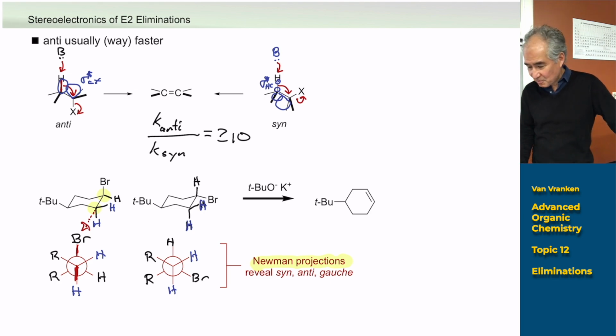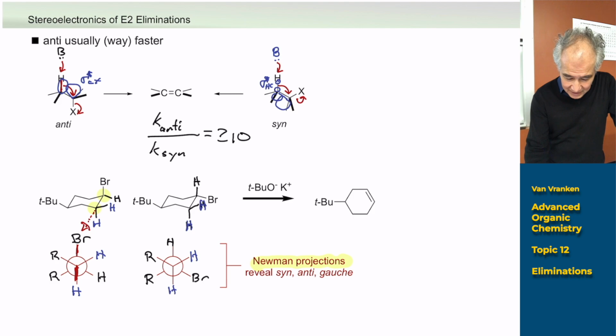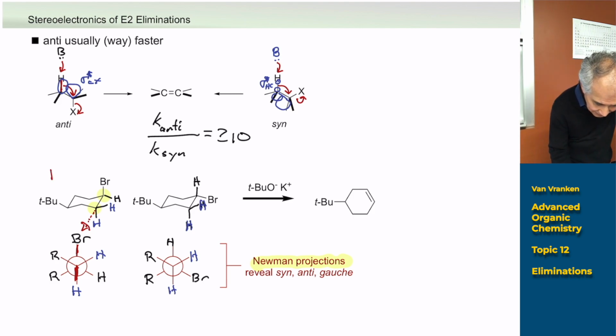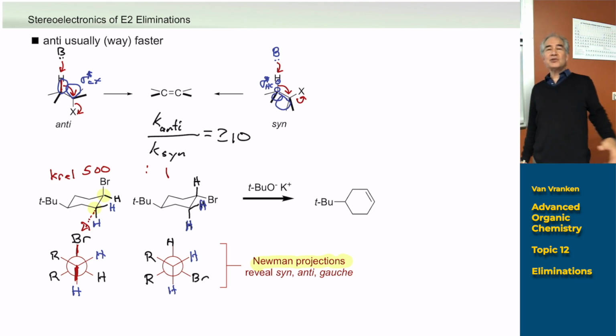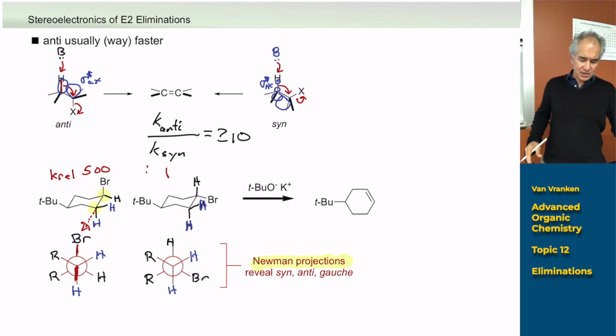So you should not be surprised to find out that only one of these reacts. The relative rates for an elimination using t-butoxide, that's hindered, it's hard to do SN2 with t-butoxide, is about 500 to 1. It's kind of amazing that you get any elimination from the equatorial bromide. But that anti relationship is so well enforced in that first isomer that you get a vastly faster rate when you're locked into a situation where you have a locked-in anti-periplanar relationship.